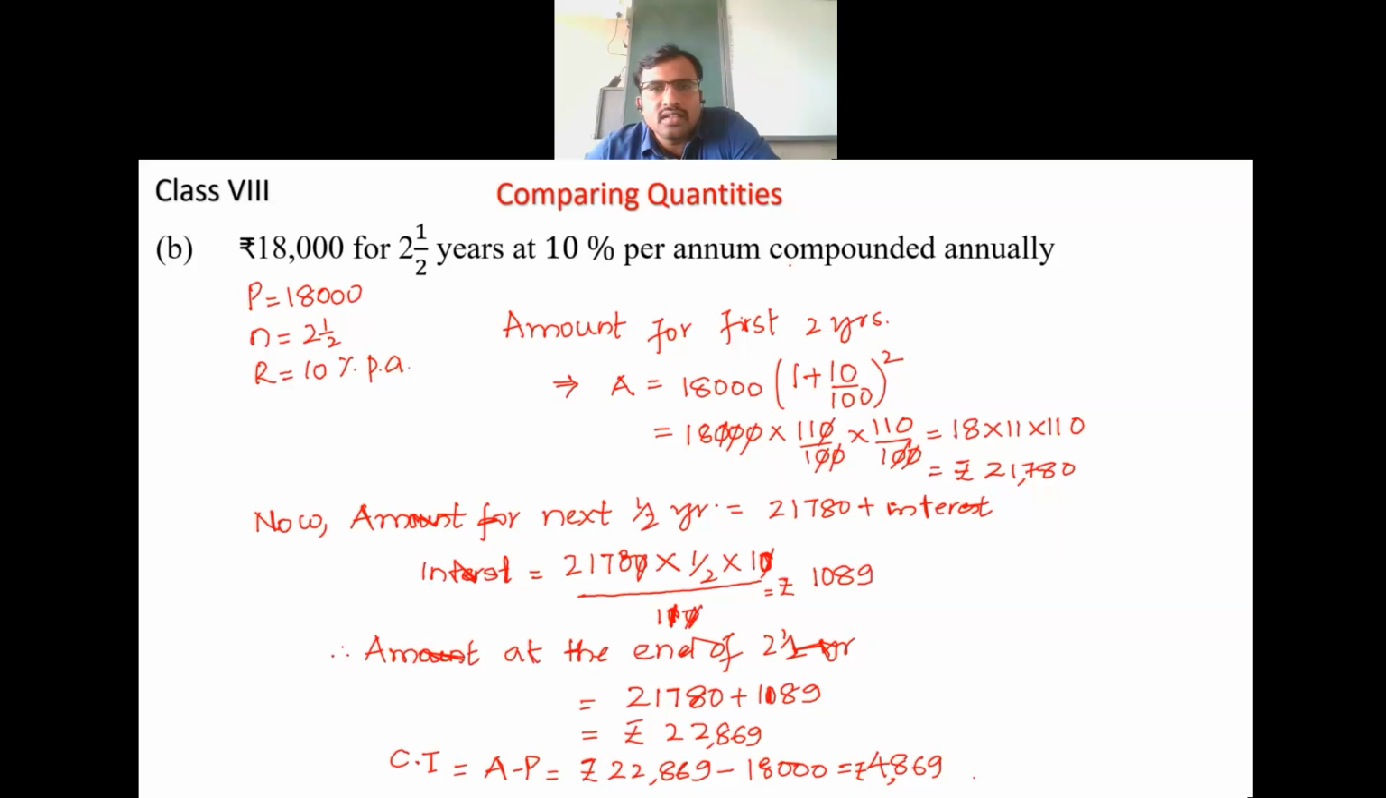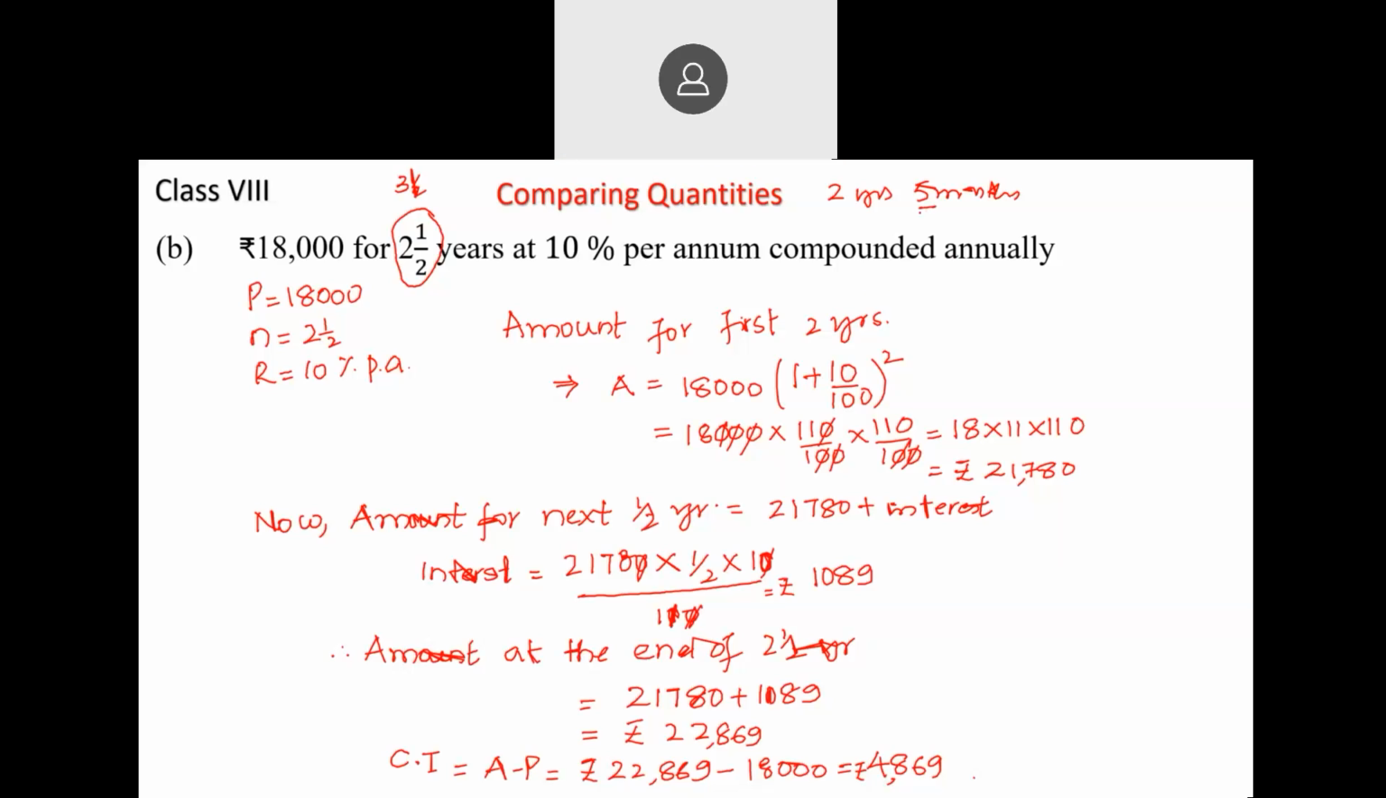Have all of you understood this question? Sir, if they give this as 3.5 years, the same method can be applied. First 3 years, then half year. If the question is 2 years and 5 months, what do we do? 5 by 12. This 5 months is considered as 5 by 12. Here 5 by 12 should be taken.